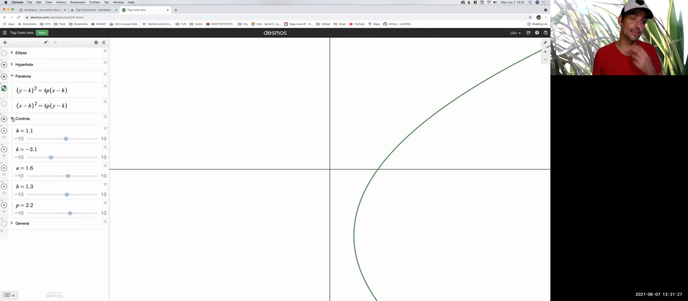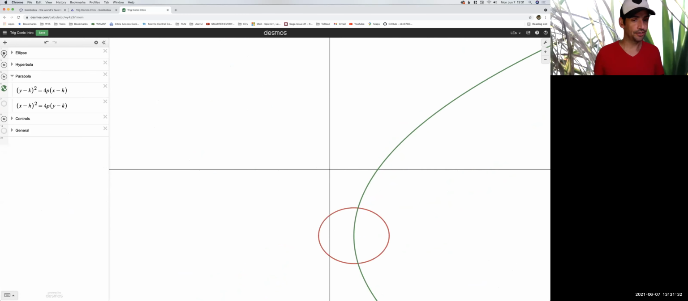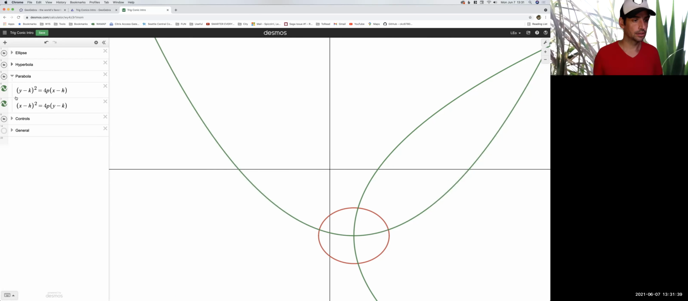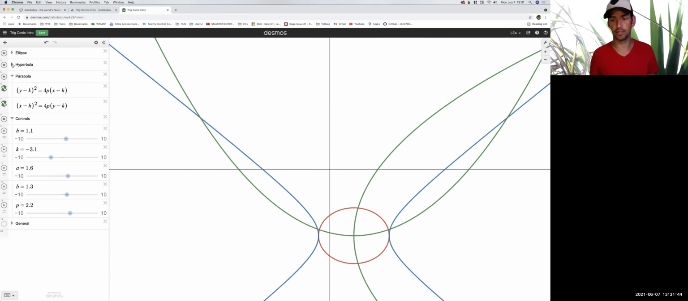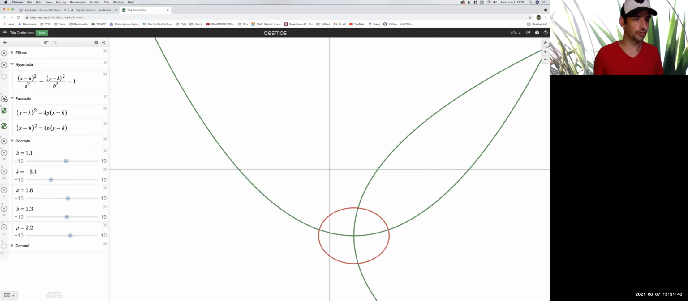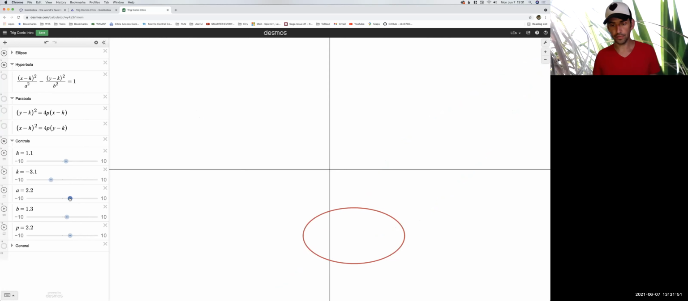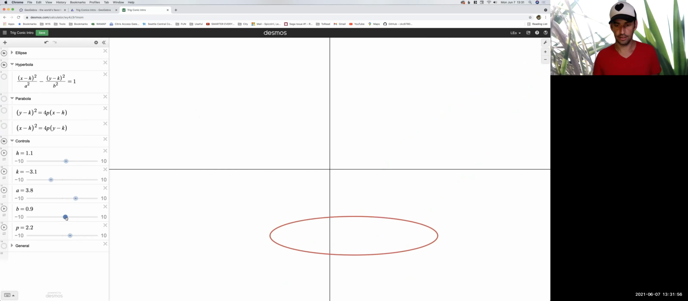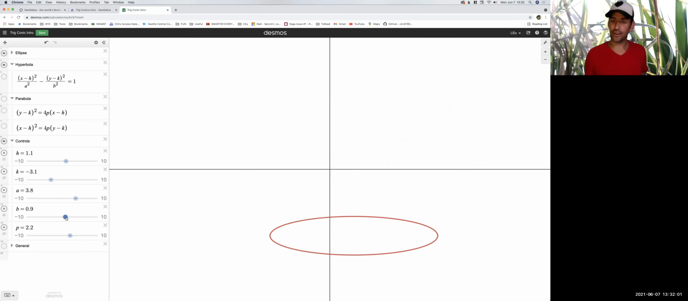Now, here's something you might not have noticed while we were doing all this. Every single one of these shapes I looked at, let's see where it is. Oh, I know what I did. There's my parabola. That's too much. Let's just look at the ellipse for a second. When I changed all these values, it was always the case that this thing was, let's say, oriented with our axes.